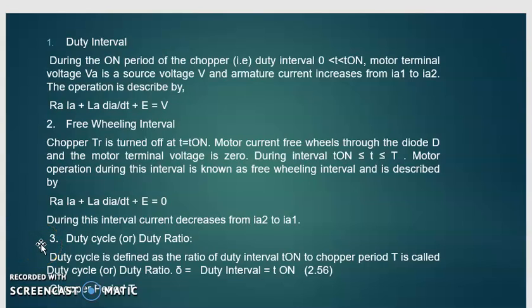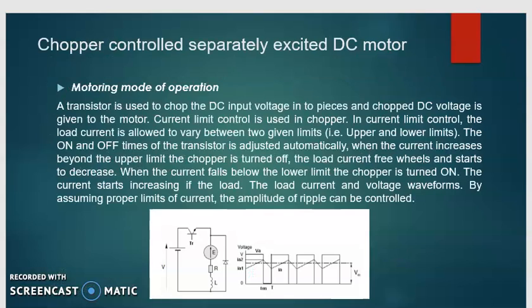Duty cycle is defined as the ratio of duty interval T on to chopper period T. It is called duty cycle or duty ratio delta. We can also use a capital D as the symbol. Duty interval is equal to T on over chopper period T. Here in the graph, 0 to T on plus this particular region, T off, is equal to capital T.